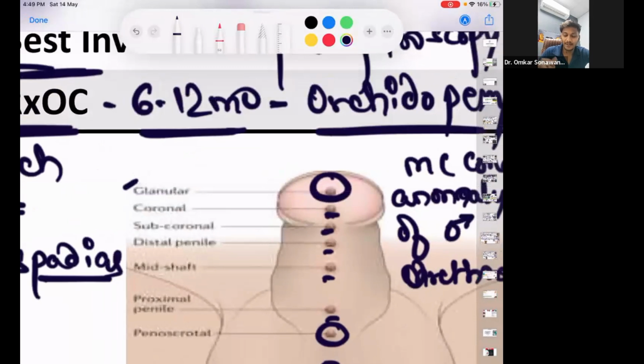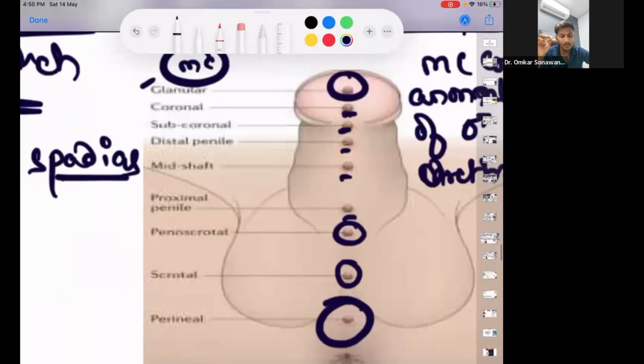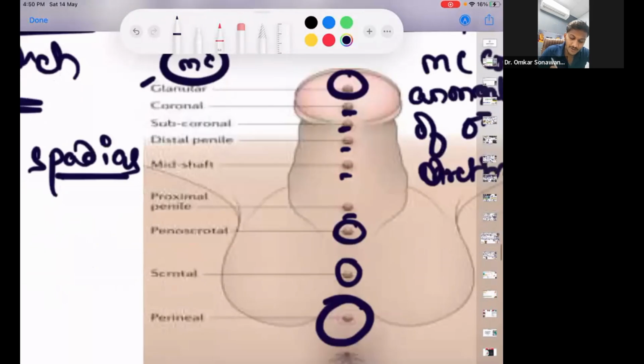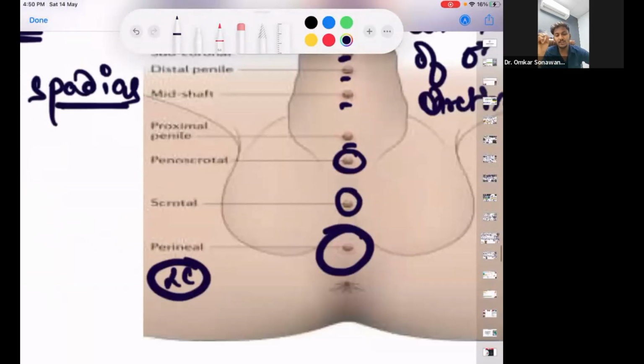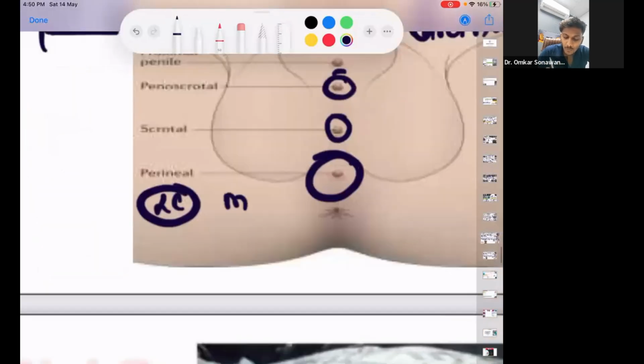I'll come to the ectopic testis part. Remember here, the most common type of hypospadias is glanular. Please remember, the most common type of hypospadias is glanular, whereas the least common type is perineal. The least severe type of hypospadias is glanular, but the most severe type would be perineal. No issues with this.